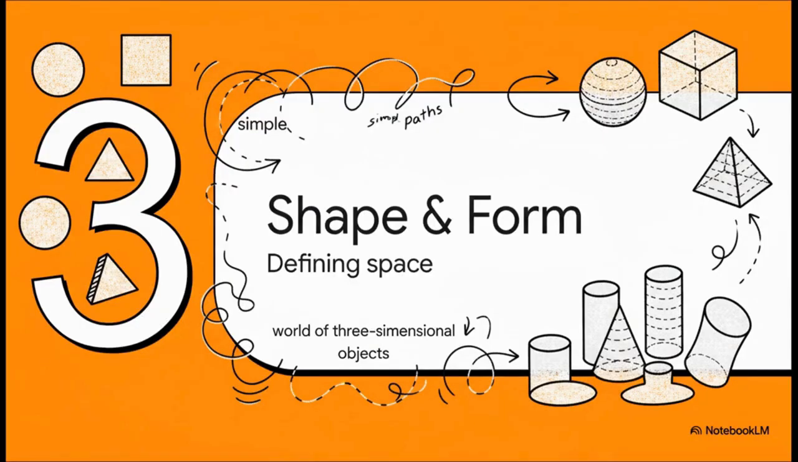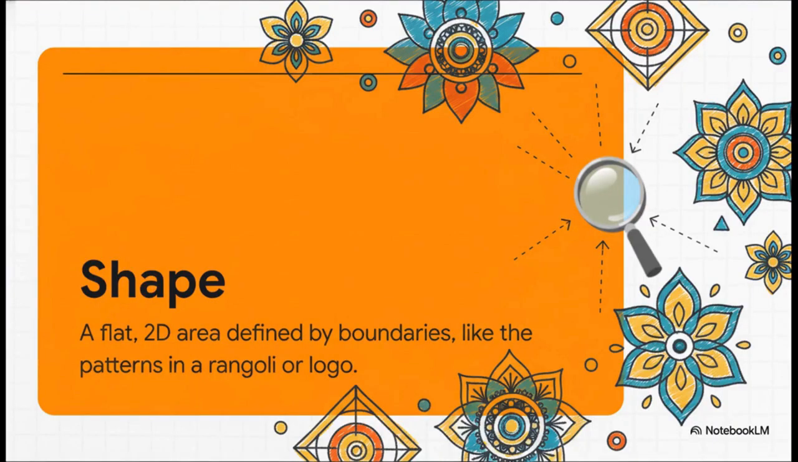Next up, shape and form. So we're moving on from a simple path, and now we're talking about defining actual space. This is where we level up from the flat world of 2 dimensions into the world of 3D. So let's start with shape. A shape is basically any flat 2-dimensional area that's closed off. A perfect and really beautiful example from our culture is a traditional rangoli. All those intricate, geometric, and floral patterns, they're all made of shapes.